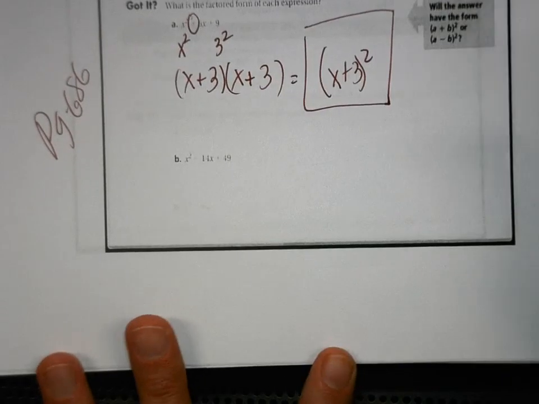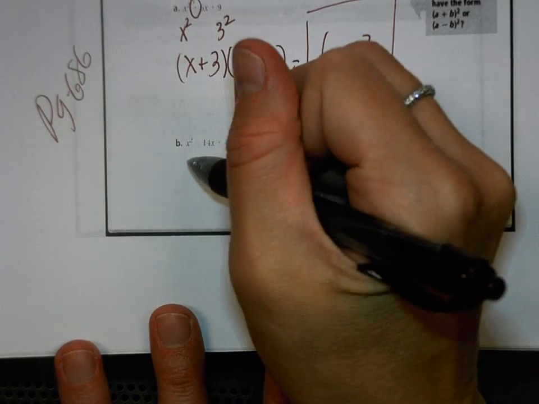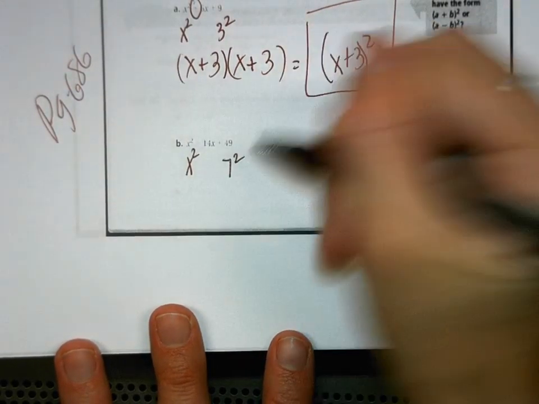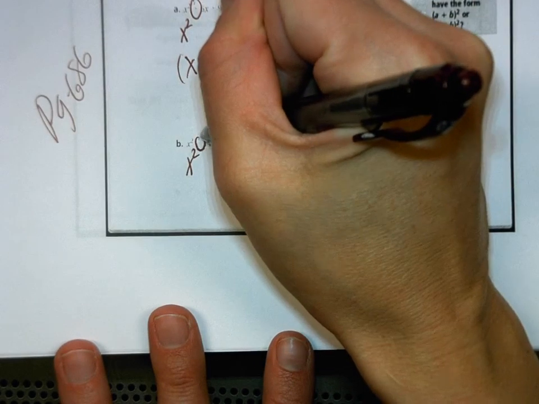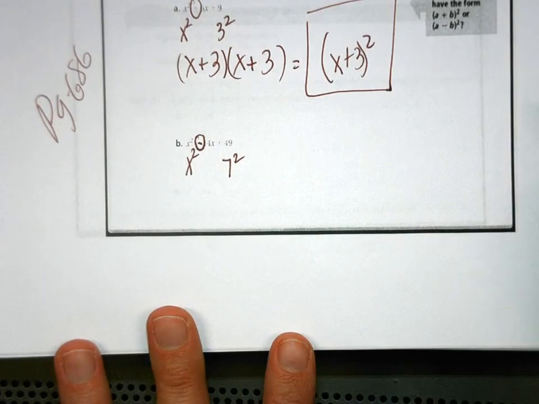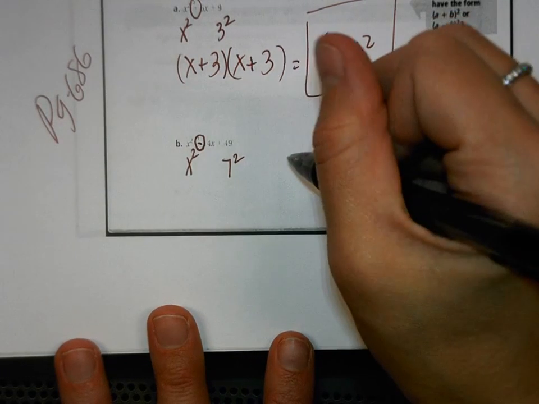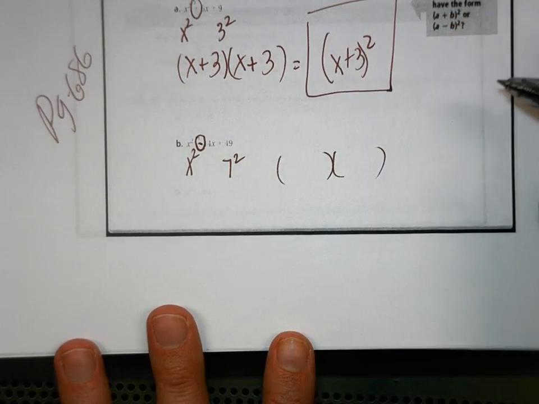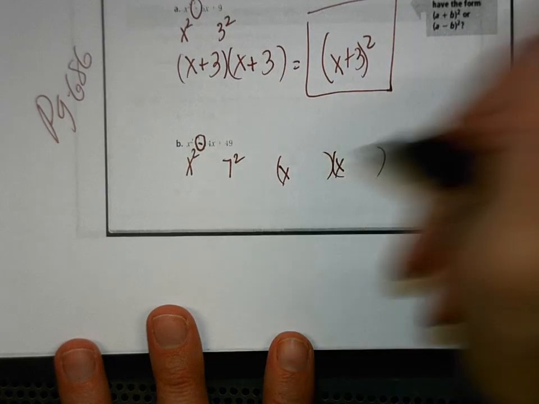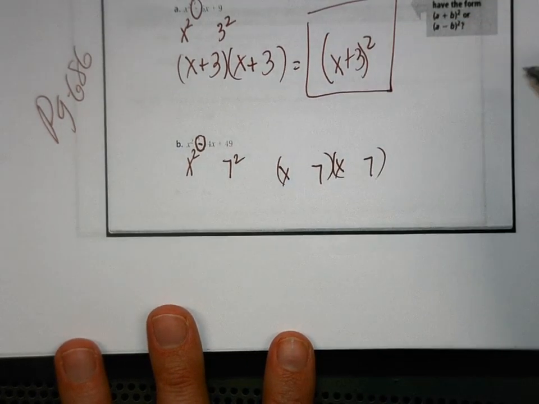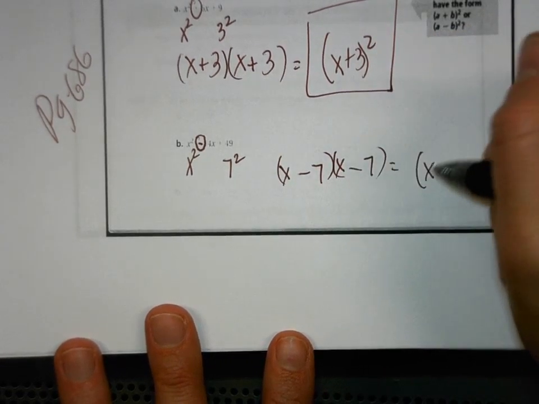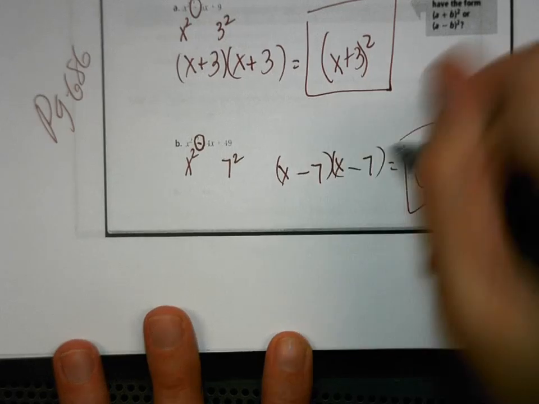Okay, on B. First term is already a square. We have x squared. How do I write 49 as a square? 7 squared. Do you notice here that this one is a negative? If you can't see it, there's a minus there. So when I write this, we're going to make our parentheses. We split up our x's in the front of both of them and our 7's at the end. And this time, both of them will be negative. So this will actually be x minus 7 squared.